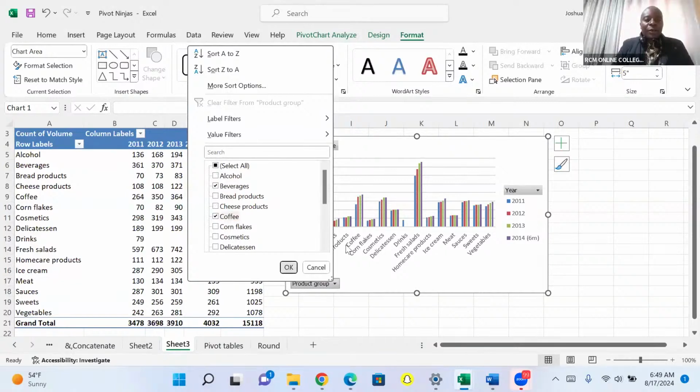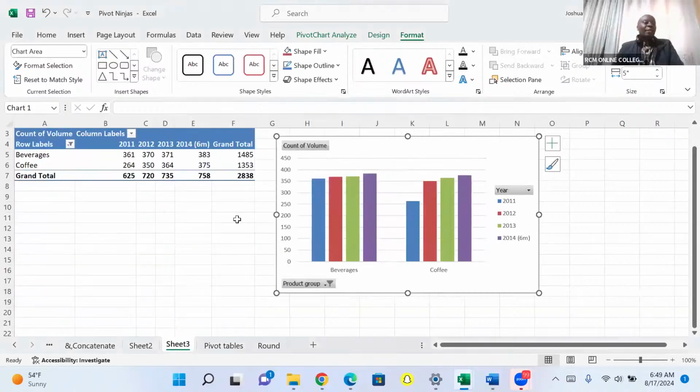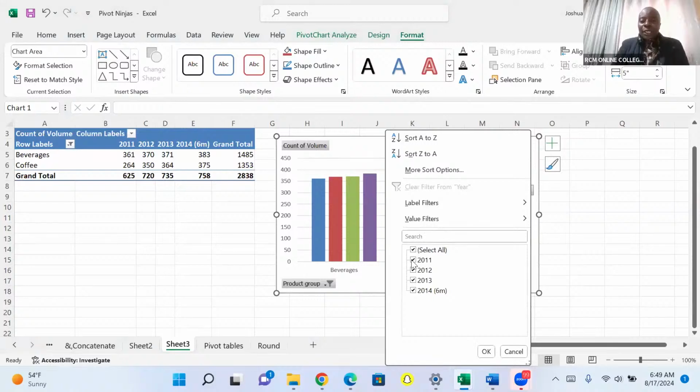So you can see I'm slicing this down to beverages and coffee, and the table has behaved, beverages and coffee. I'm slicing them down concurrently. I can also come and slice down, for example, the years. So I can uncheck this. I check the years I want.